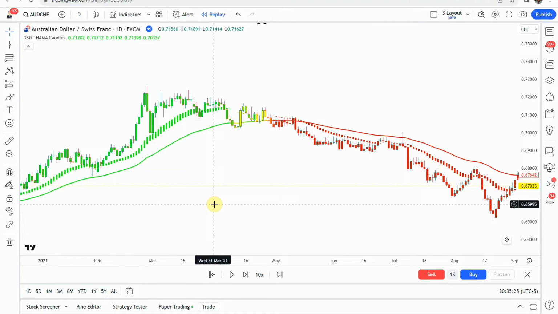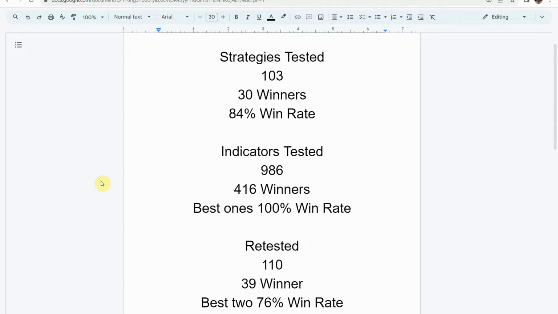Alright, as I said, today we will be testing the NSDT HAMA candles indicator. Before we do though, I wanted to put the testing scoreboard up for everyone to see.